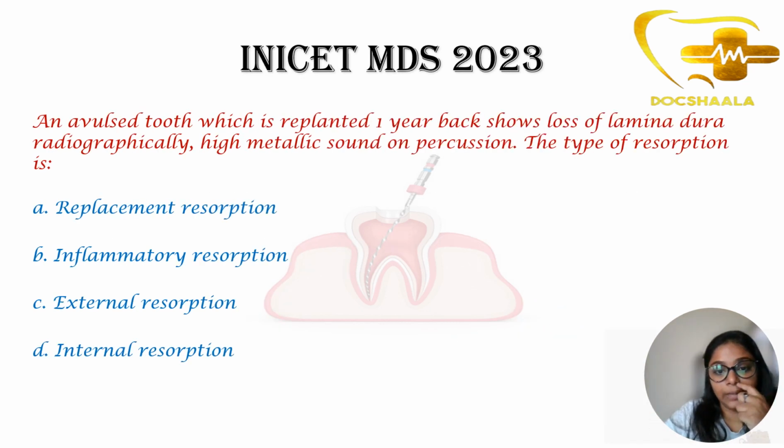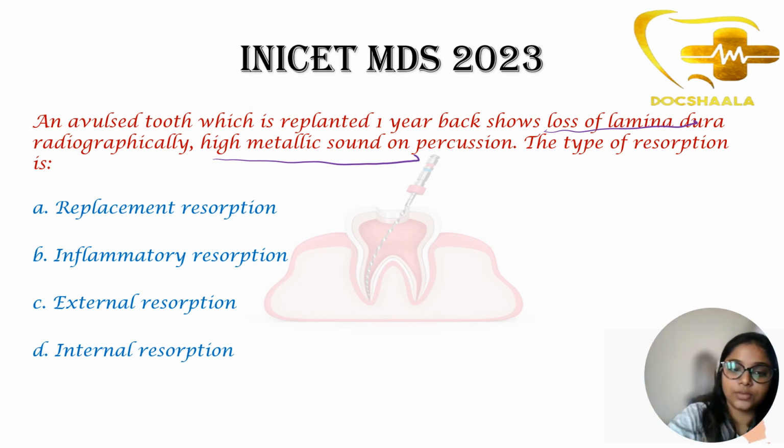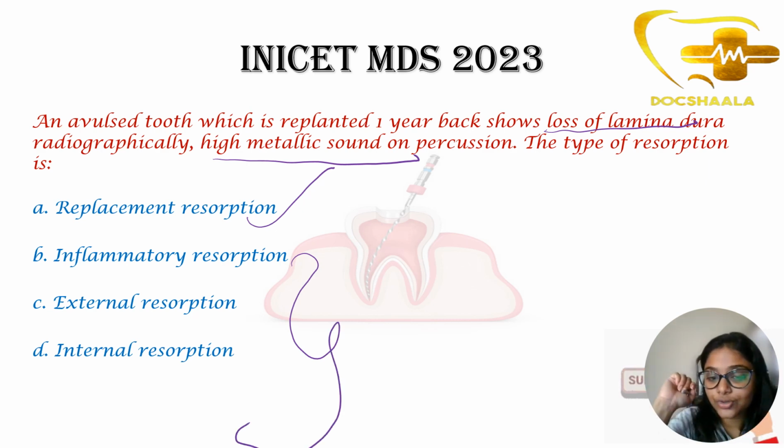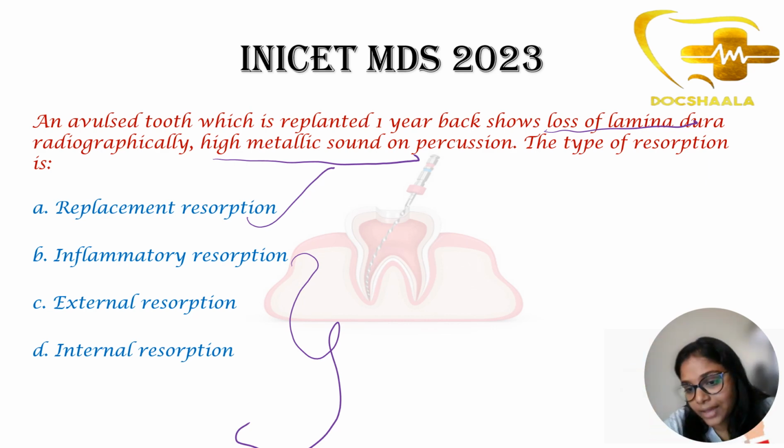So the answer: they have given two clues, loss of lamina dura and a high metallic sound on percussion. Based on these two clues, the answer will be replacement resorption. Kindly go through your notes and make the features of these three a very important thing, because since they are asked in the options, there might be other questions that repeat in your upcoming exam. I hope you got what replacement resorption is.